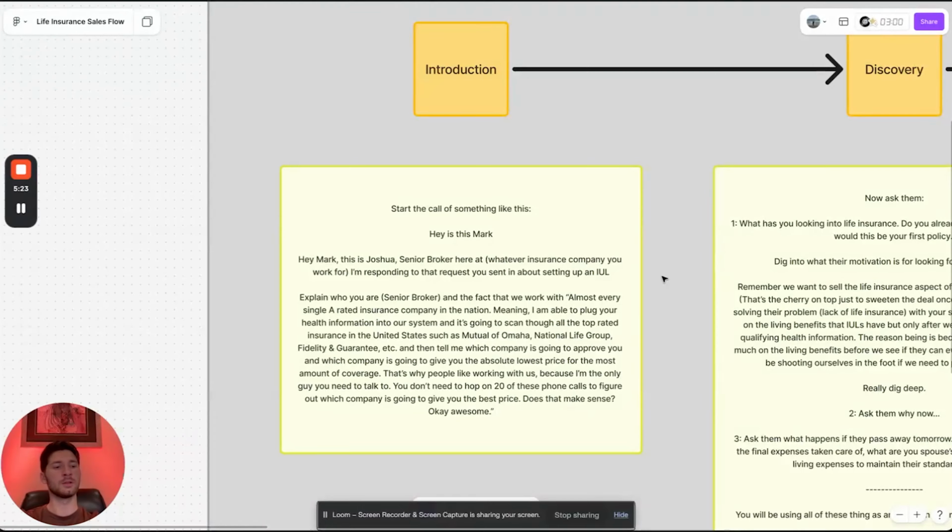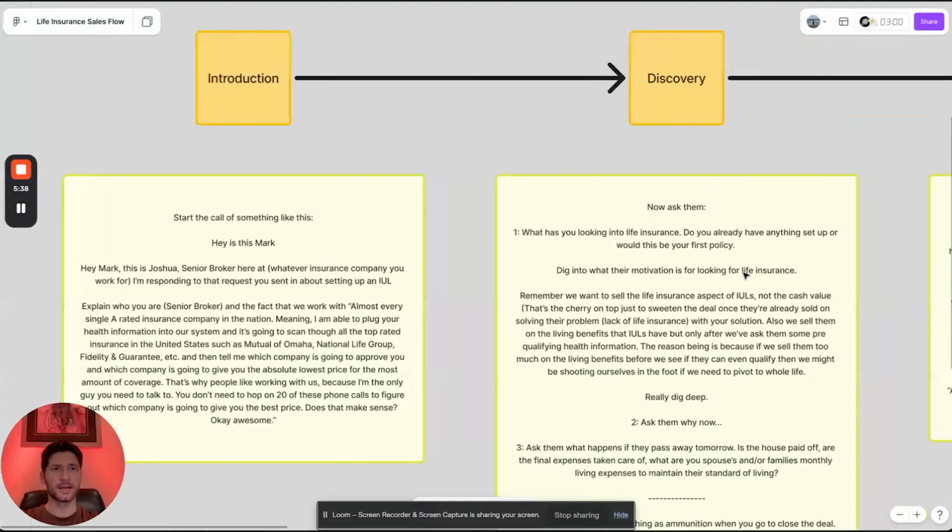By doing this, not only do you establish yourself as an authority figure, somebody that knows what they're talking about, somebody that can actually solve the problem, but you also establish yourself as somebody they can trust. Okay, so that's really the purpose of this.